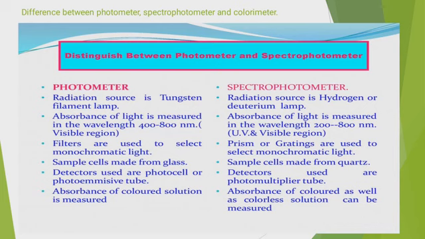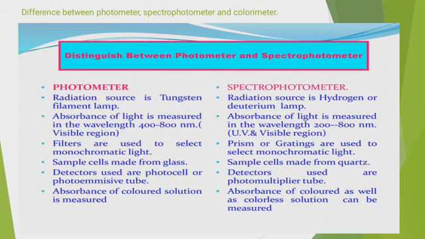But in the case of the spectrophotometer, the absorbance of light is measured in the wavelength range of about 200 nanometer to 800 nanometer. It covers the UV as well as the visible region. So in the case of the photometer it is 400 to 800, and in the spectrophotometer it is 200 to 800 nanometer.